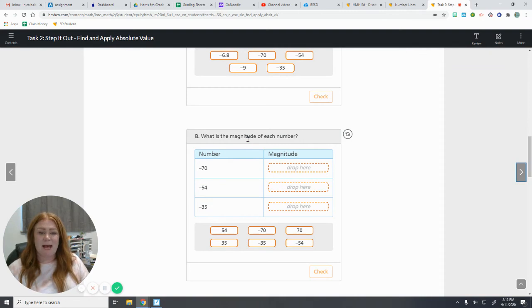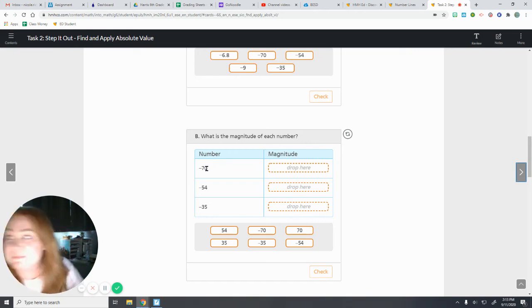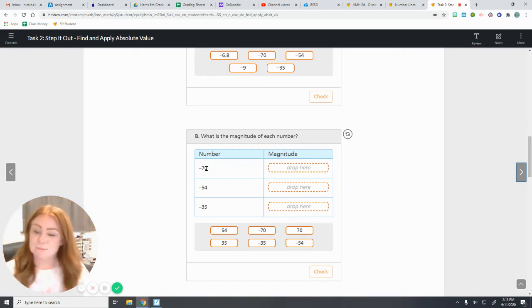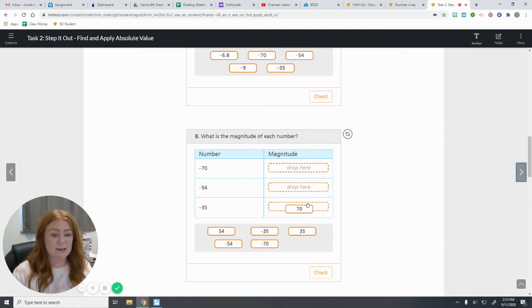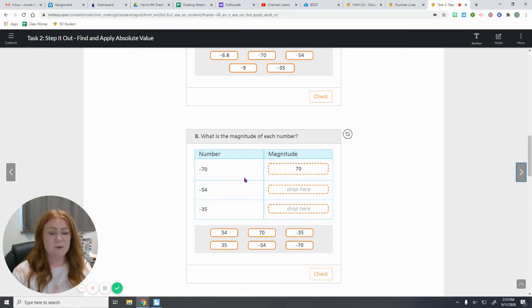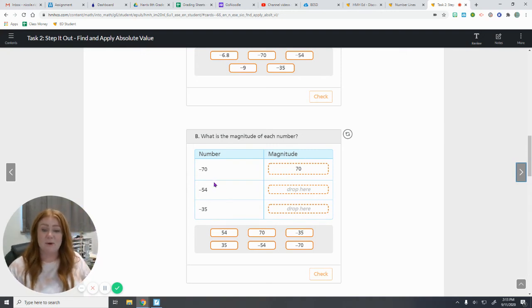Now we're going to tell the magnitude. Remember, magnitude is the same as absolute value, and absolute values are always positive. So we've got -70. To get from -70 all the way to 0, we've got to go 70 units. And it doesn't matter that this was negative. We're just talking about the distance here. Distances are always positive. So go ahead and see if you can finish B and pause the video.